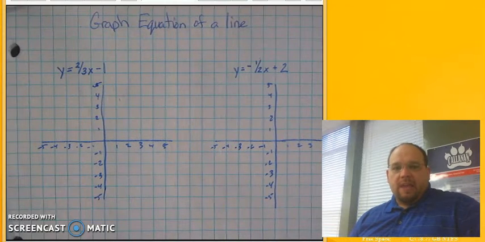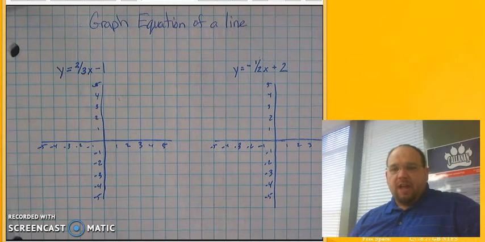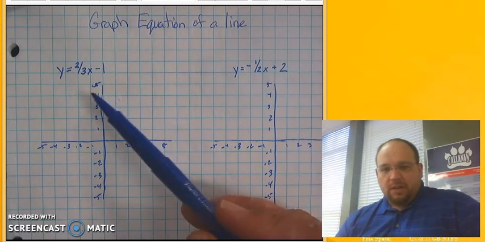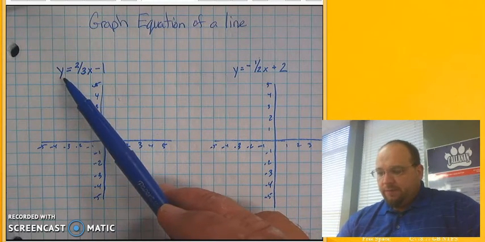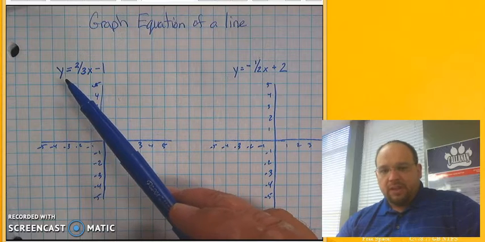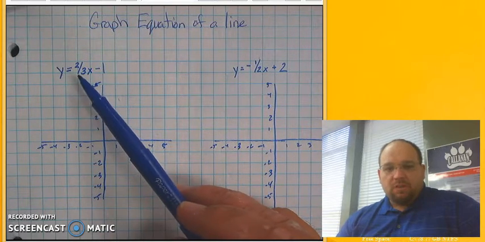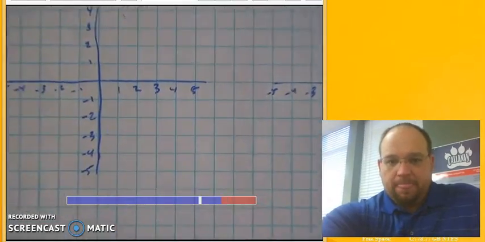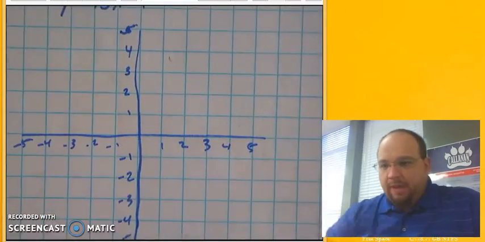Alright, we're going to go ahead and learn how to graph the equation of a line. We've learned about slope-intercept form, and so I have some equations here that are in slope-intercept form. So the first one we're going to take a look at is y equals 2/3 x minus 1. I'm going to zoom in here so we can take a closer look at it.